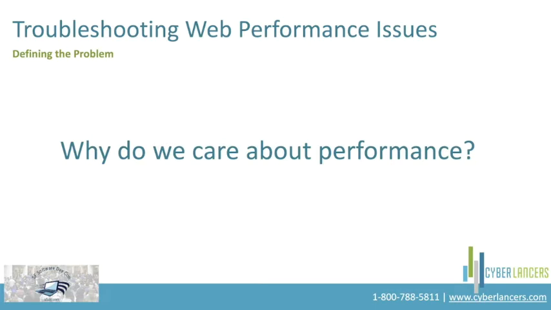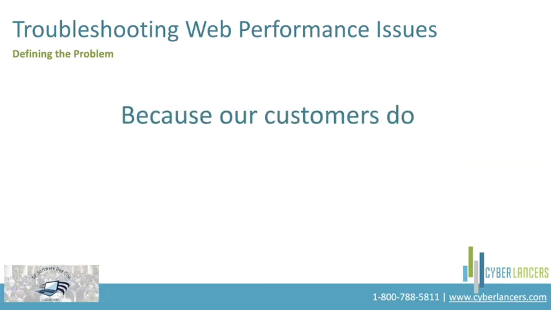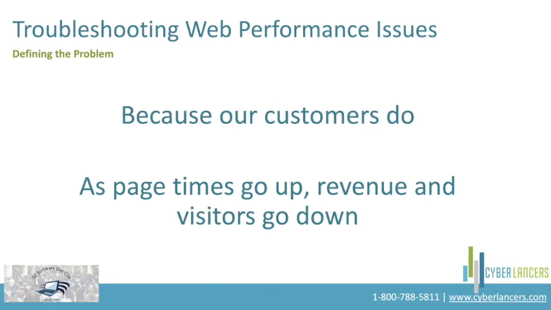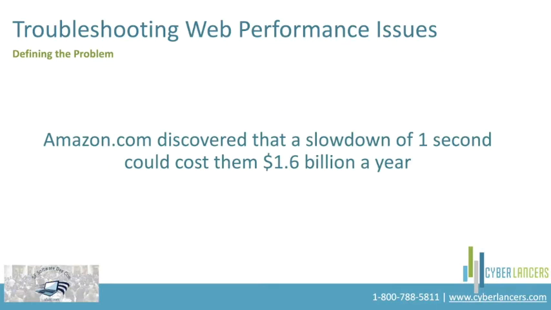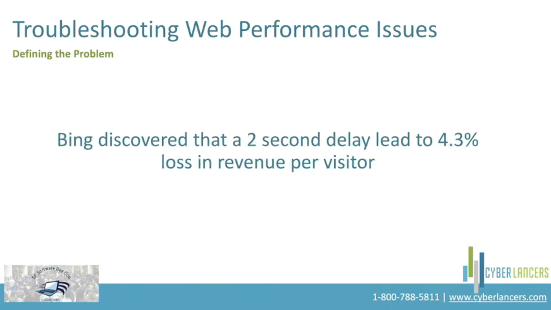So why do we care about performance? Because our customers do, obviously. As page times go up, revenue and visitors go down. Amazon.com discovered that a slowdown of 1 second could cost them $1.6 billion a year. Bing discovered that a 2-second delay led to 4.3% revenue loss per visitor.